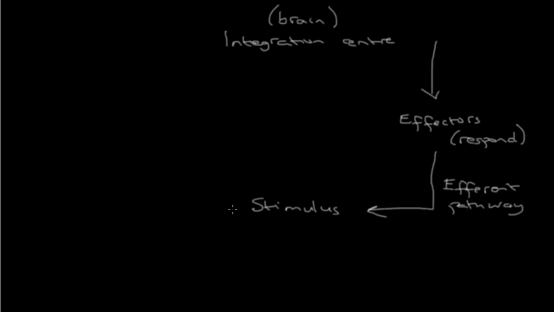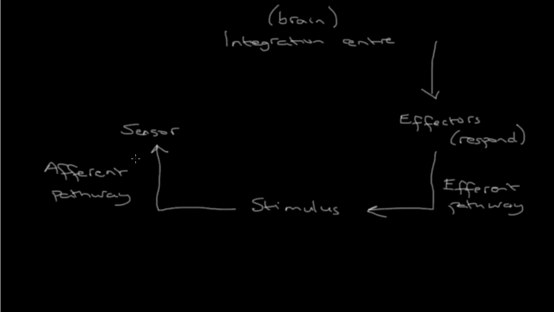You have the stimulus, and then on the other side we're going to have the sensor. And I'll talk about this in a bit more detail in a moment. Let's just get this diagram written down first. And this is known as the afferent pathway. And then the sensor goes back to the integration center.